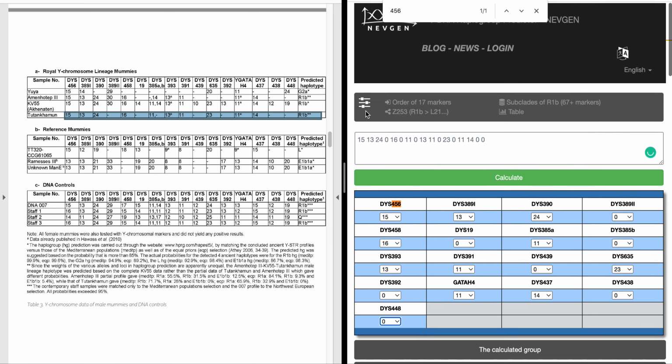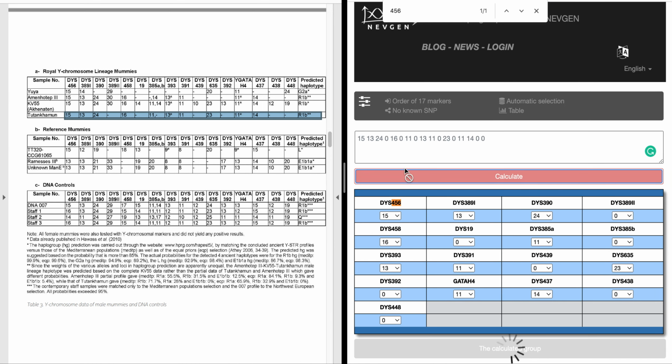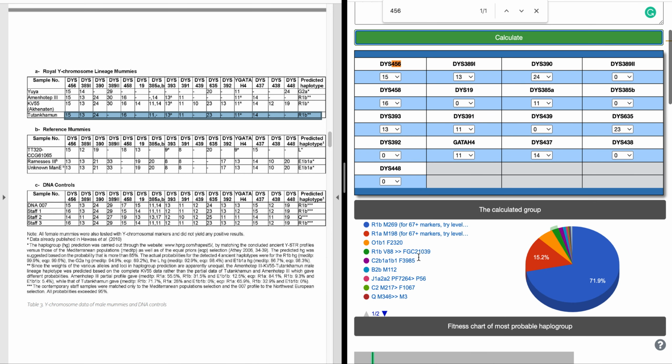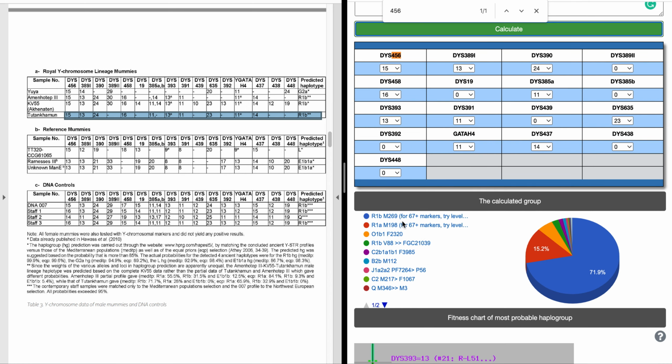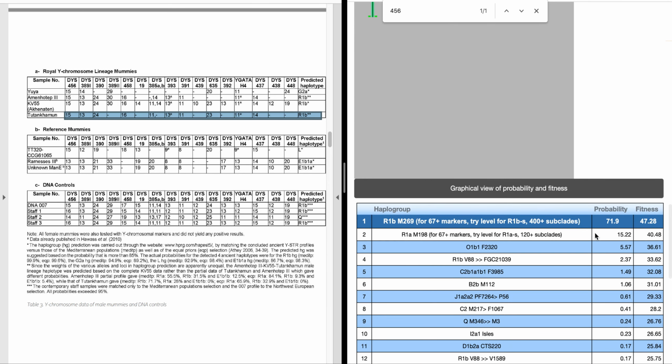Alright, so go up here. I'm going to set it as automatic again. Make sure those numbers didn't fall out. They look good to me. Alright, so the haplogroup we're getting is R1b M269 with a probability of 71.9%.